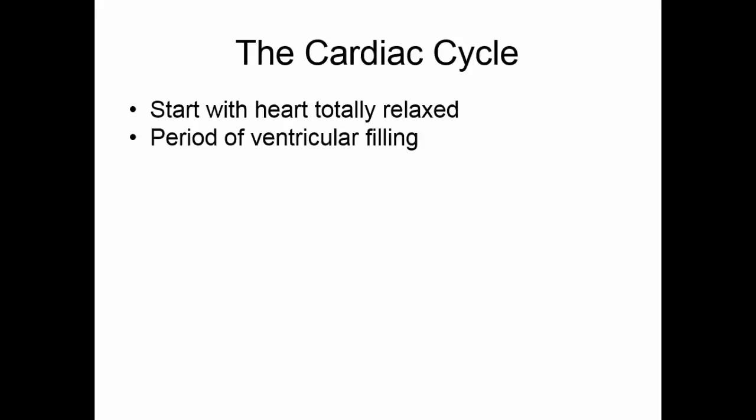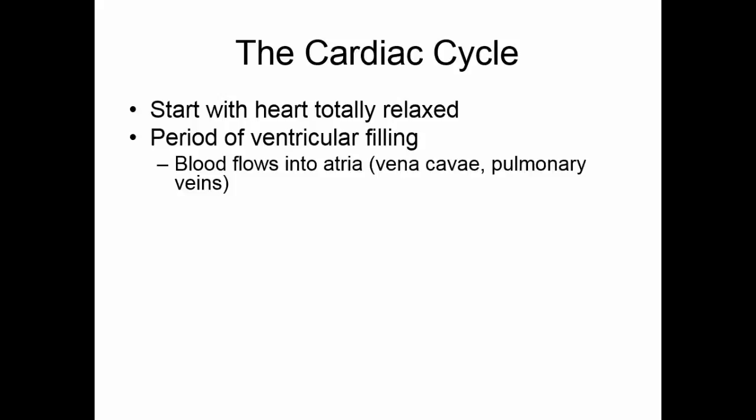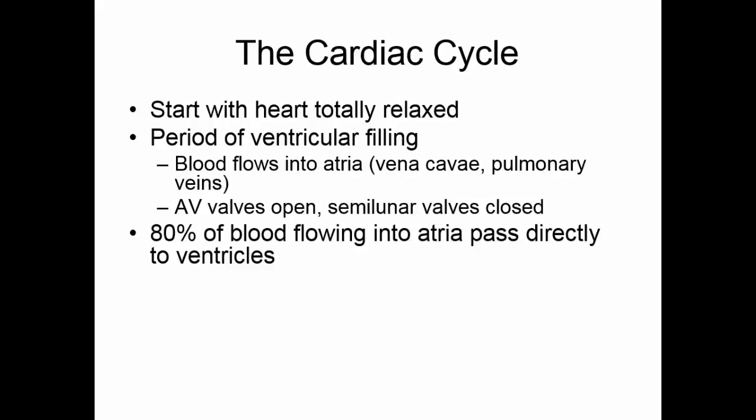As we start the cardiac cycle, the heart is totally relaxed. This is called the period of ventricular filling. Blood flows into the atria from either the vena cava on the right side or the pulmonary veins on the left side, and the AV valves are open. The semilunar valves are closed, so blood can simply flow straight through the atria, through the AV valves, and into the ventricles. About 80% of the blood flowing into the atria do this. They just go straight into the ventricles.